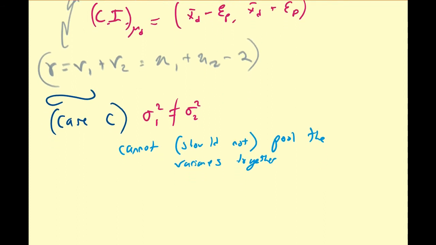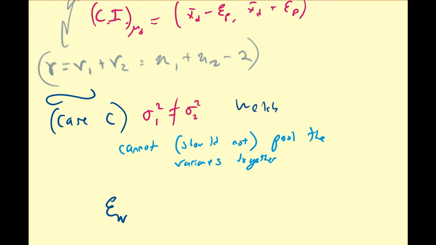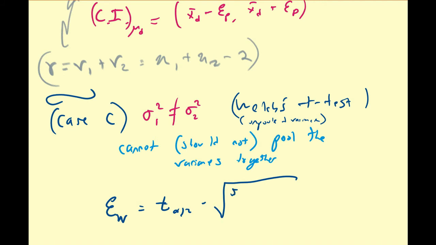So here, the margin of error, this is what we call E_W, because some people call this Welch's t-test. Some people also call it the unpooled variance t-test. So E_W is going to be equal to t sub alpha over 2 times the square root of S1 squared over N1 plus S2 squared over N2. Here we don't pool the variances together, so we treat the variances in a separate manner.